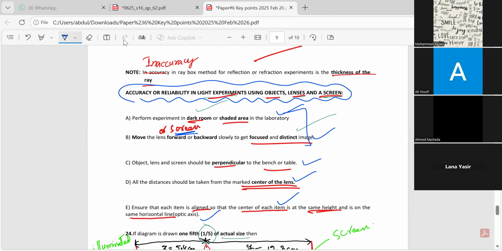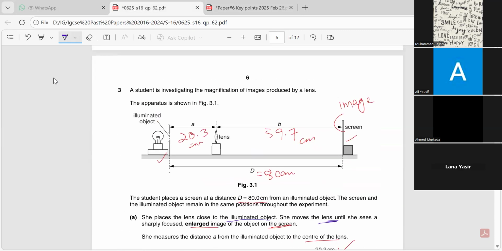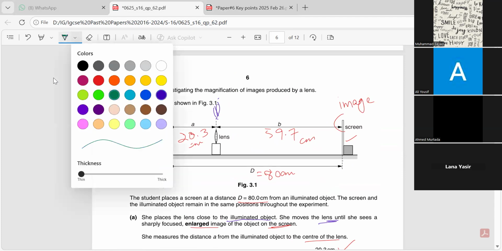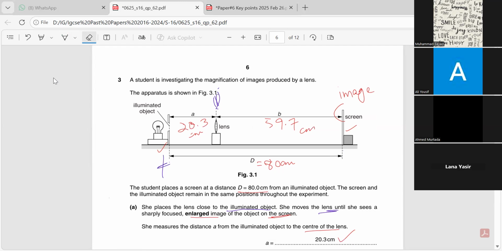What does this point mean, same height? Come here, dear friends, it's not possible that your lens is here, because that will become useless, with the lens here or the object down here. They should all be at almost the same height. It is a better approach to say that the center of the object, the center of the lens, and the center of the screen are at the same height from the bench or table. So these are some points to maintain accuracy in this sort of experiment.